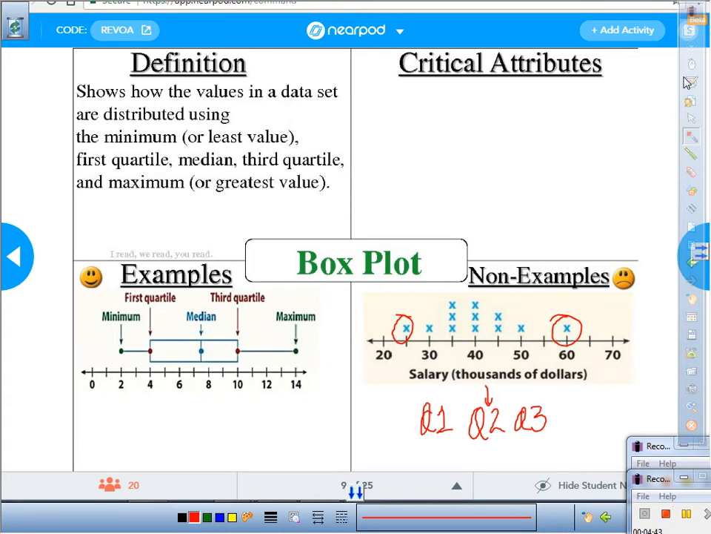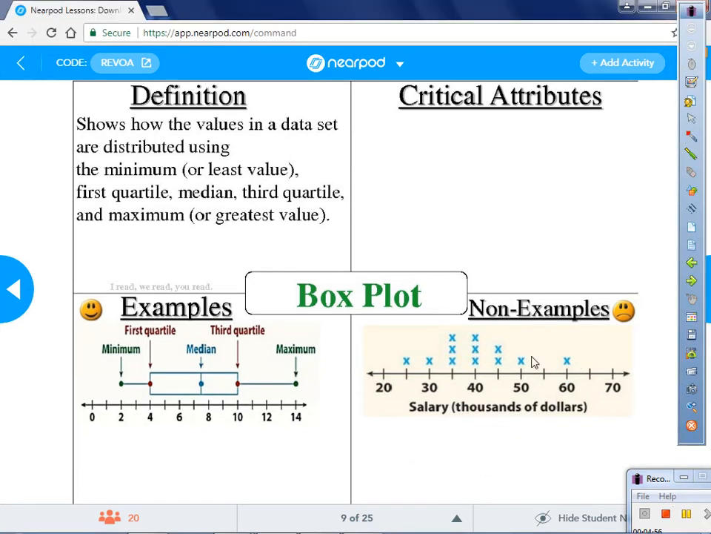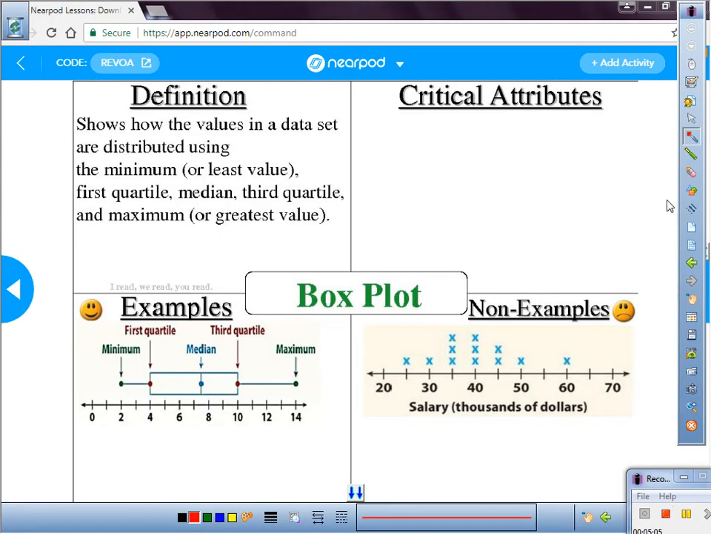Therefore, this does have a name, this non-example. It's not a box plot. Tell your neighbor the name of that data. Everyone, that is correct. This is a dot plot.